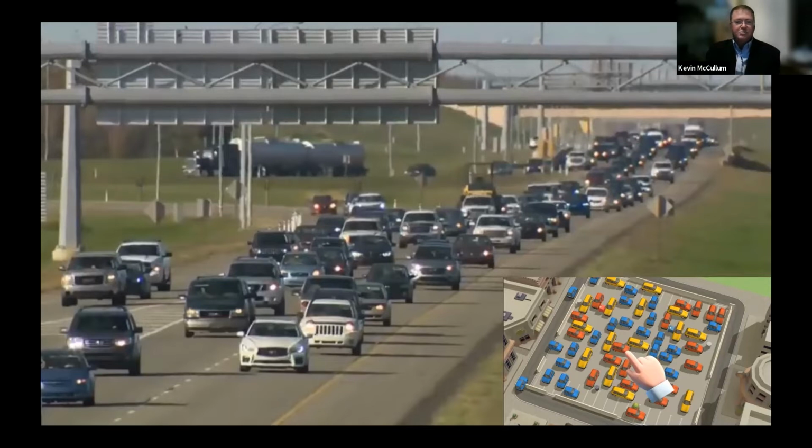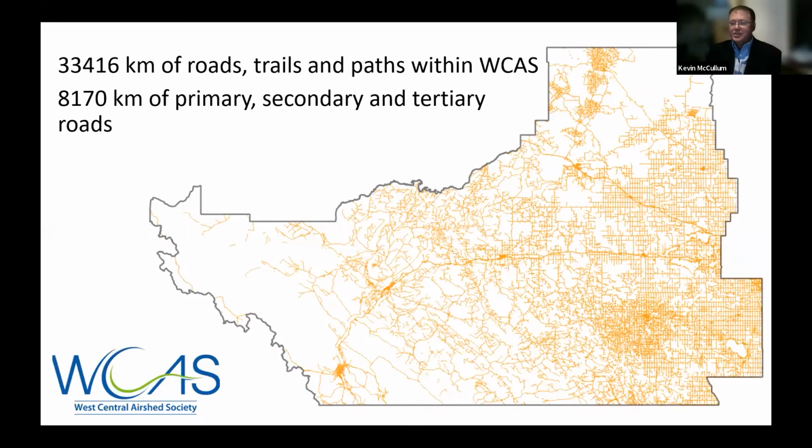I pulled together some data because that's what I like to do. In West Central, we have a map of the zone and all the roads that we have. It's about 33,400 kilometers of roads, trails, and paths. But if we look at just our primary roads, we're looking at about 8,200 kilometers of primary, secondary, and tertiary roads. So there's quite a footprint out there for just the roads.